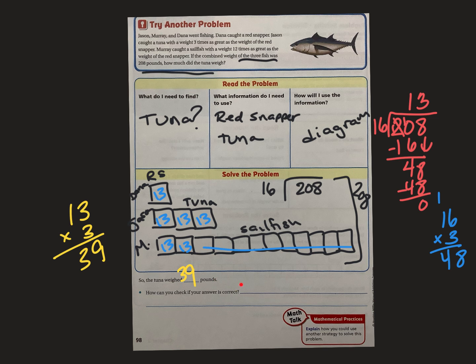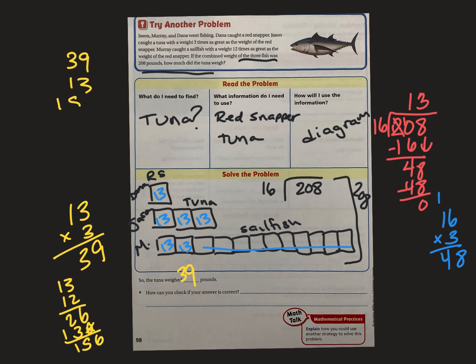How can I check if my answer is correct? If I wanted to make sure that I did this right, I can do the 13. We know that 13 times 3 is 39, so I'm going to put that up here. We know that 13 once is 13. Let me just get this 13 times 12. That's 2 times 3 is 6, 2 times 1 is 2. 1 times 3 is 3, 1 times 1 is 1.